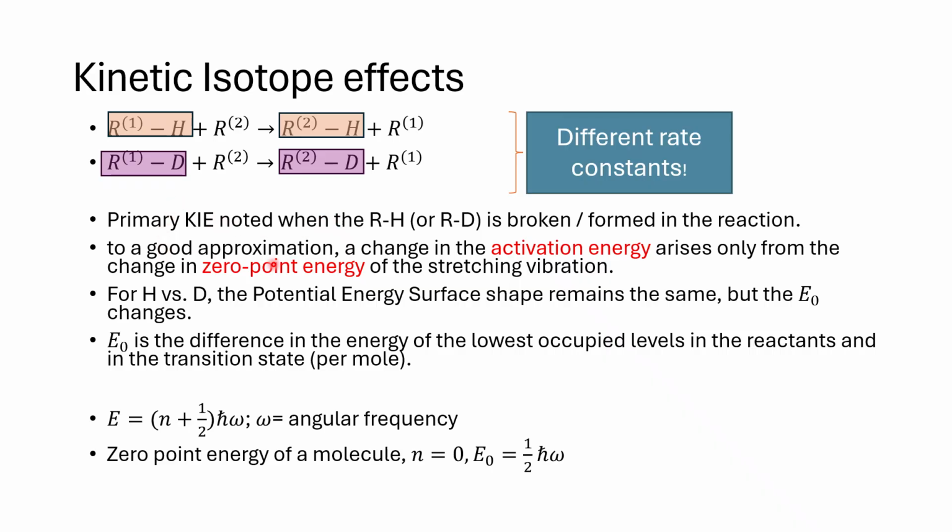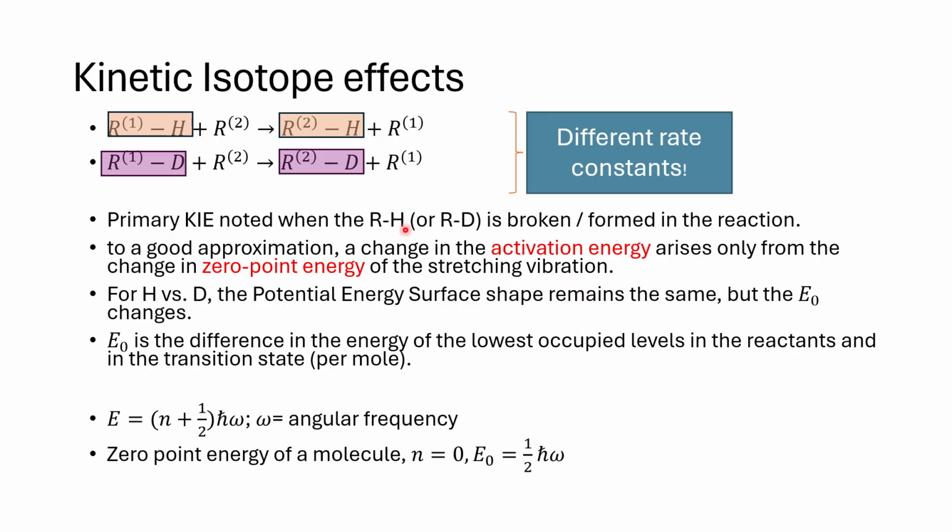So this gives a very good approximation, because the substitution of the isotope changes the zero-point energy of the vibrational energy level. We know that the isotope-substituted molecules have the same potential energy surface. The shape of this curve is the same.